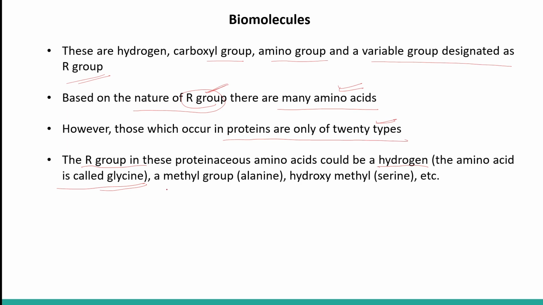like this: this is the alpha carbon, the COOH group, the NH2 group, then it is glycine. If the R group is a methyl group, CH3, then it will be alanine. Hydroxymethyl, then it will be serine. Like this, the R group varies, and every time it changes the amino acid's name.